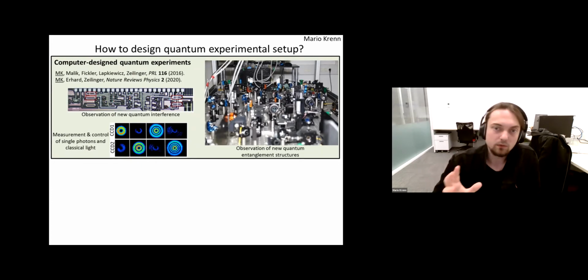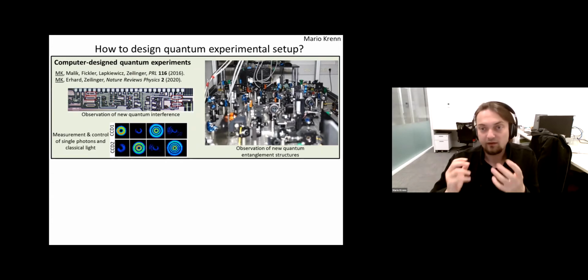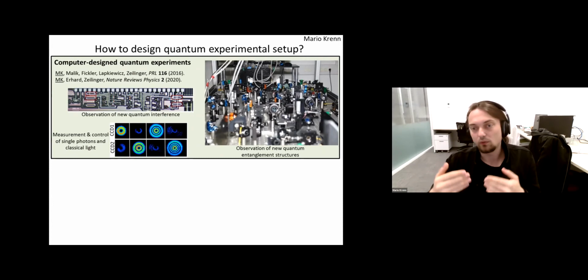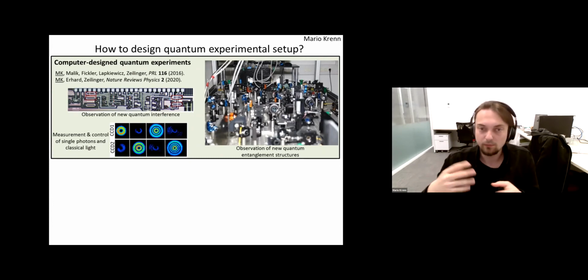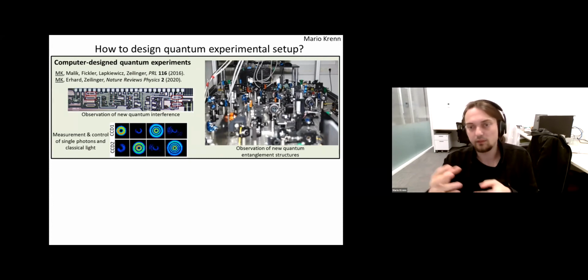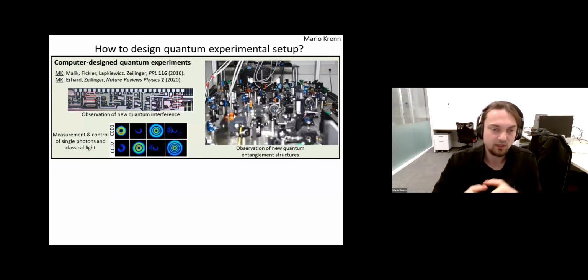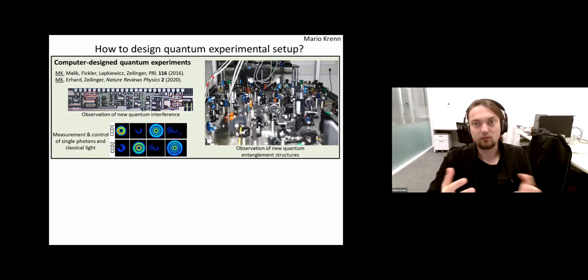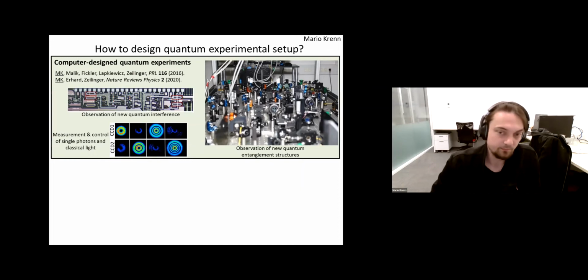And several of those experiments that have been designed with my algorithms have then actually been implemented in laboratories and have led to new observations of new quantum effects, quantum interference, observation of new entanglement structures, and so on. So I found this very exciting, and I wanted to learn more about how we could use AI in the field of designing quantum experiments and advancing physics.